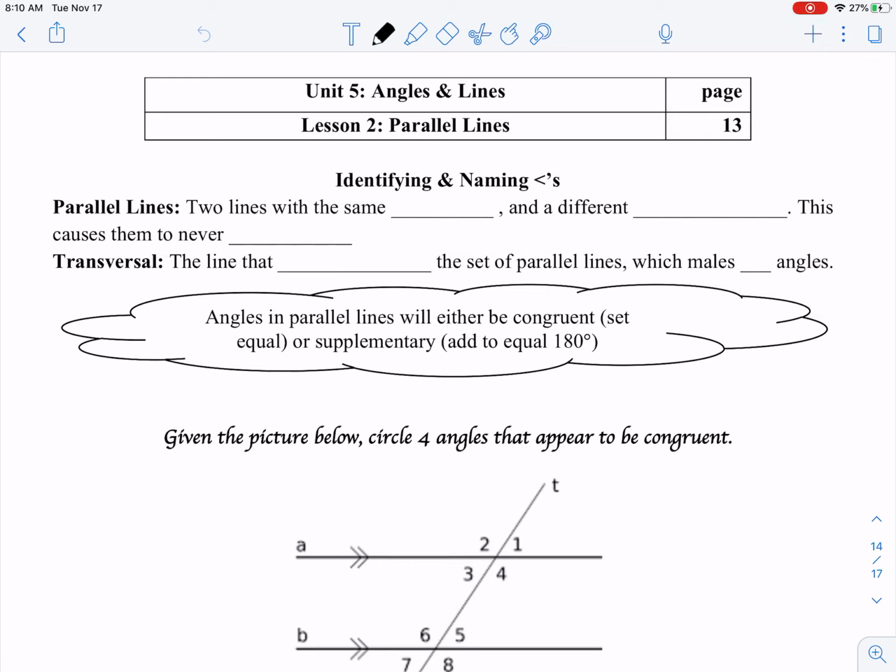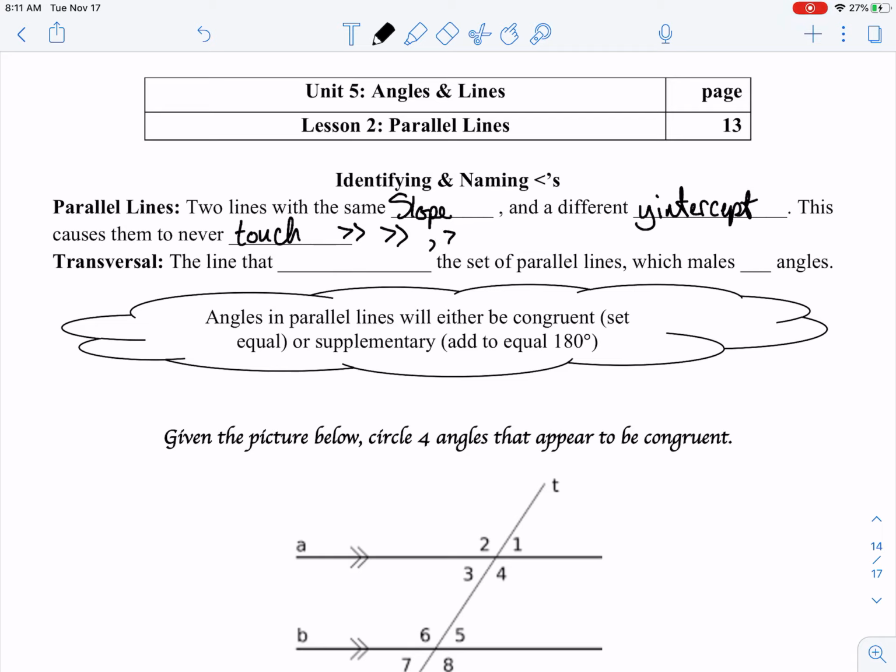Next up in parallel lines, we're going to be identifying and naming the different angles. Okay, so parallel lines, as we all know, are lines with the same slope and different y-intercept. And like we know, parallel lines never touch. All right, symbolically, you'll see them like this, okay? And that means they'll be going the same way.